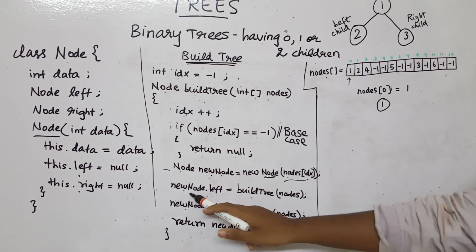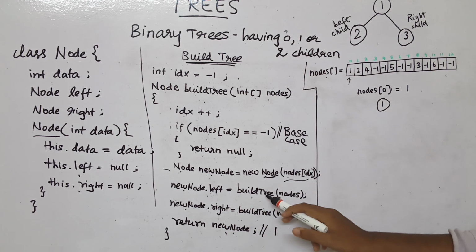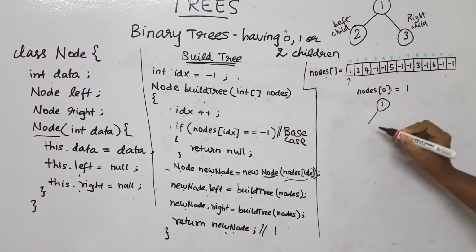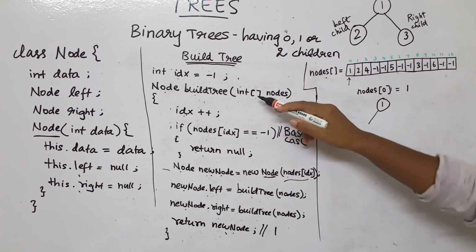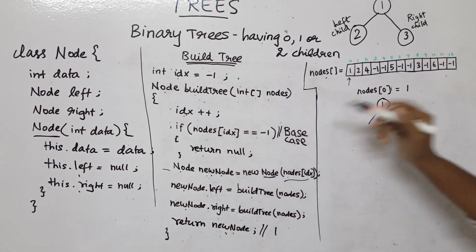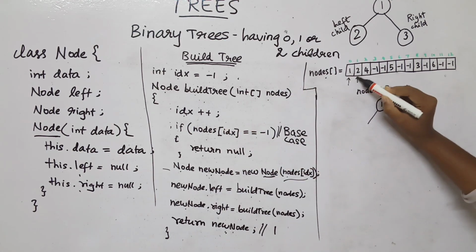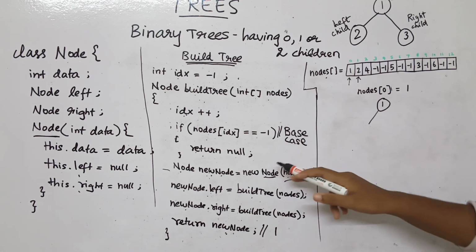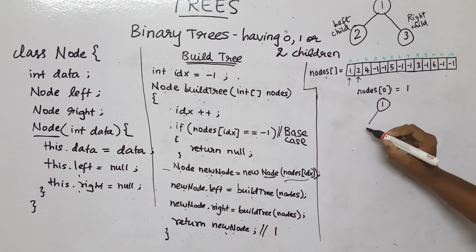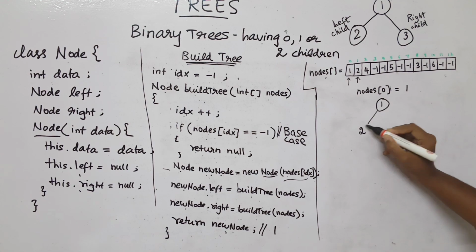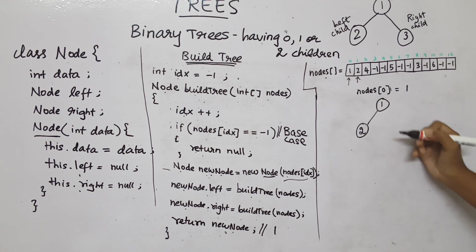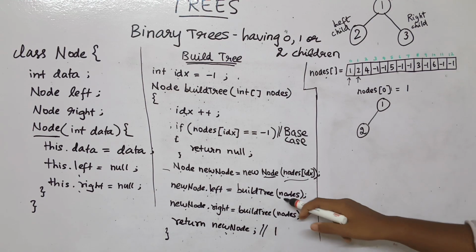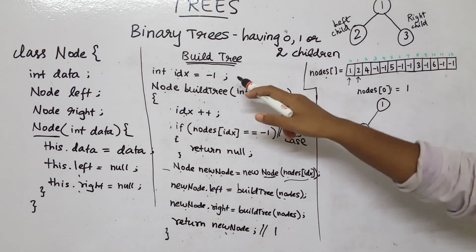After that, the next line will be executed. newNode.left is equal to buildTree(nodes). So the left subtree of node 1 will be created. It will call the buildTree function again and the index is incremented to 1. So the next element is 2. We are checking the base case. It is not satisfied, then we are creating the new node which is 2, that is assigned to the left child of 1.